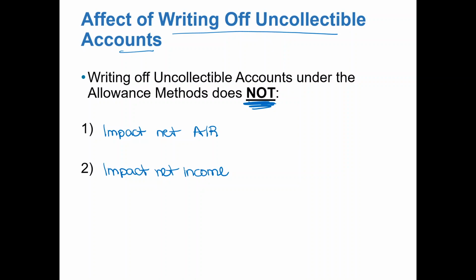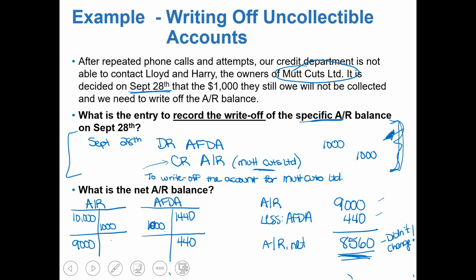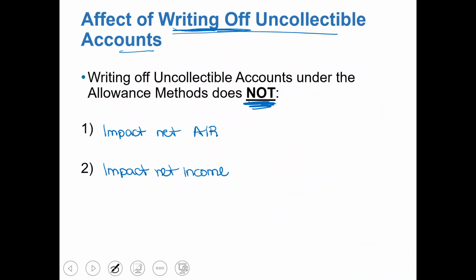And this is because we're not booking any new bad debt expense when we write off amounts. We've already estimated that expense when we did the allowance. So that was when we recorded the bad debt expense. When we actually write off the amount, we're just adjusting our AFTA and our AR. So this doesn't impact any income statement accounts, and therefore our net income is not impacted. So this is key there.